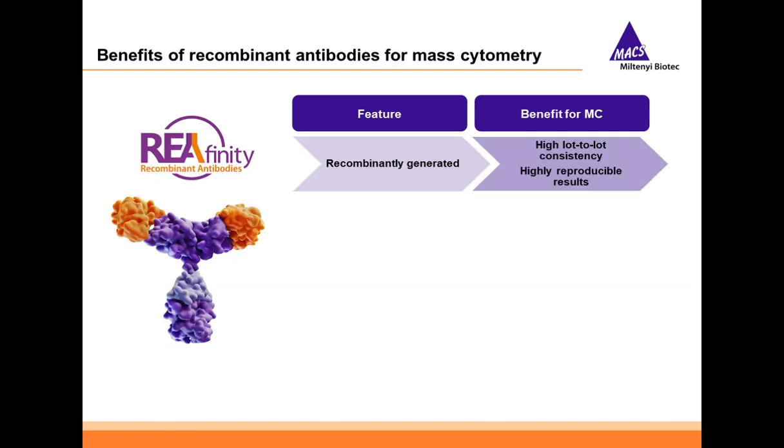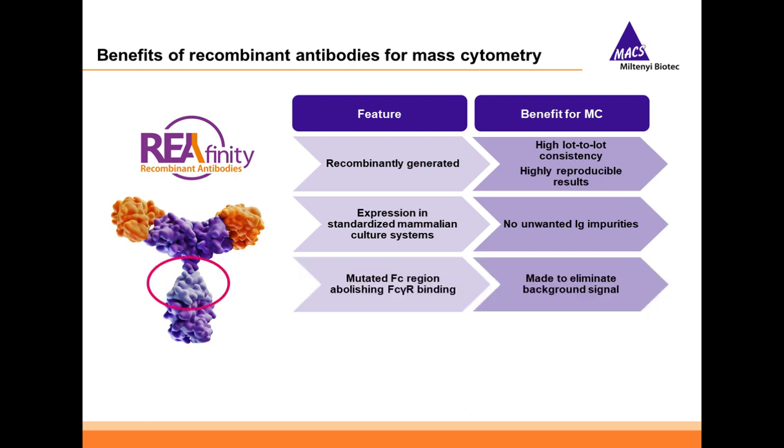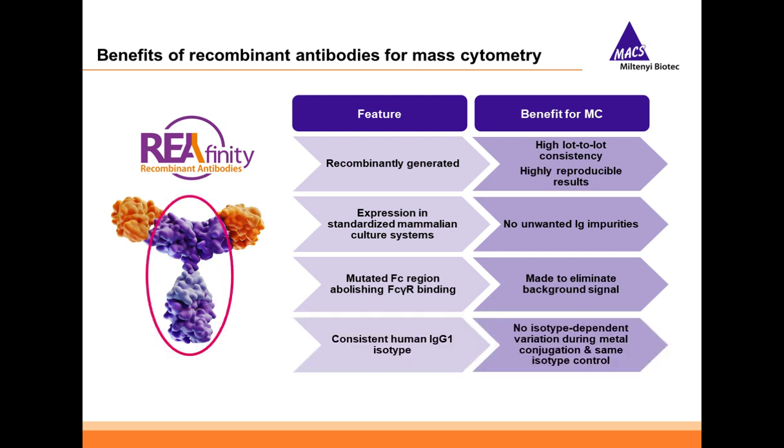So in this slide, I will show you the features of REAfinity recombinant antibodies and why this is actually beneficial for mass cytometry experiments. They are recombinantly generated, leading to lot-to-lot consistency and highly reproducible results. Due to the expression in standardized mammalian culture systems, no unwanted Ig impurities occur. Furthermore, as I said before, because they are genetically engineered, they can be altered in a defined way. Therefore, we mutated the Fc region so that no Fc blocking is necessary and background signal is reduced. They also have a human IgG1 backbone, and because of this, no isotype-dependent variation during metal conjugation can occur.